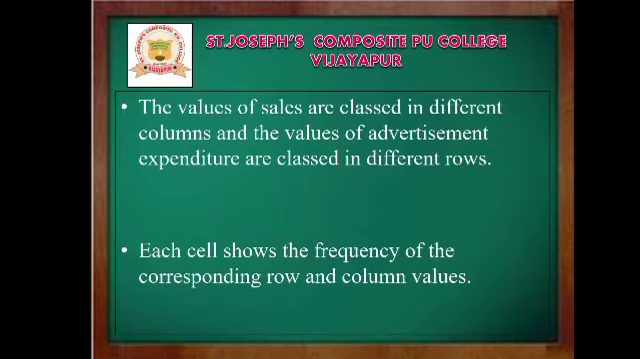A univariate frequency distribution is nothing but the frequency distribution of a single variable. If the frequency distribution is of a single variable, it is called univariate, and if it is of two variables, it is called bivariate frequency distribution. So this is what we have regarding frequency distribution.